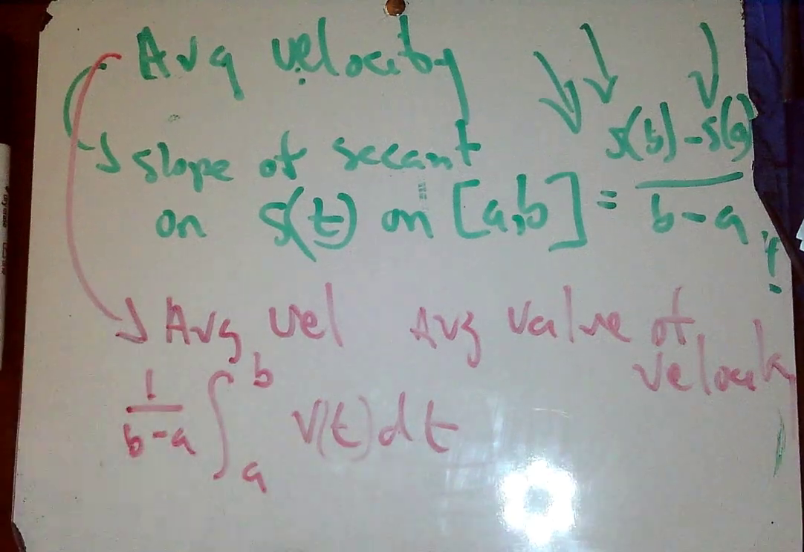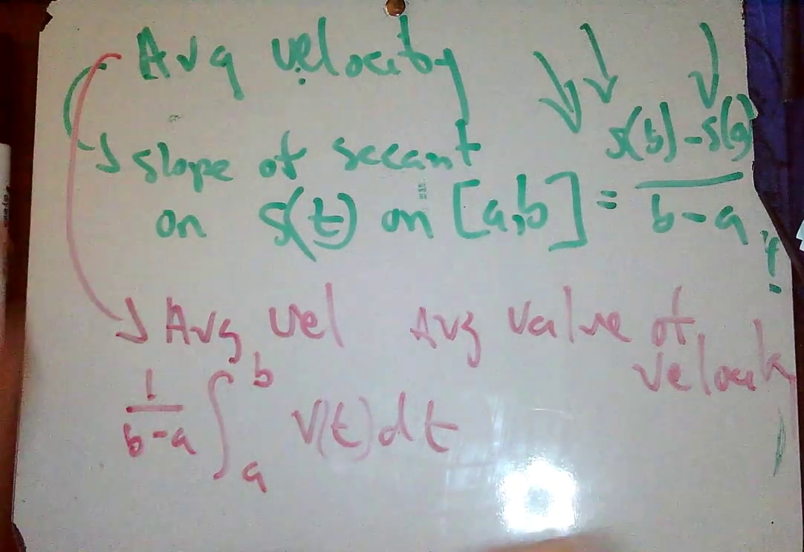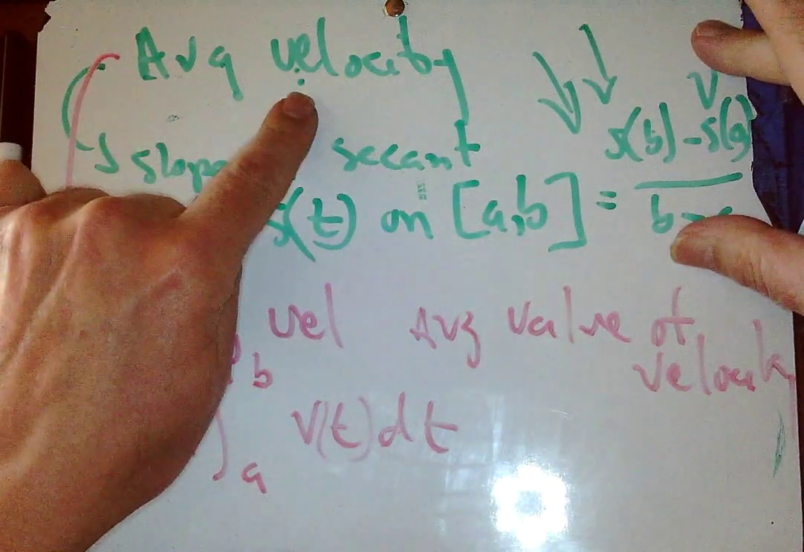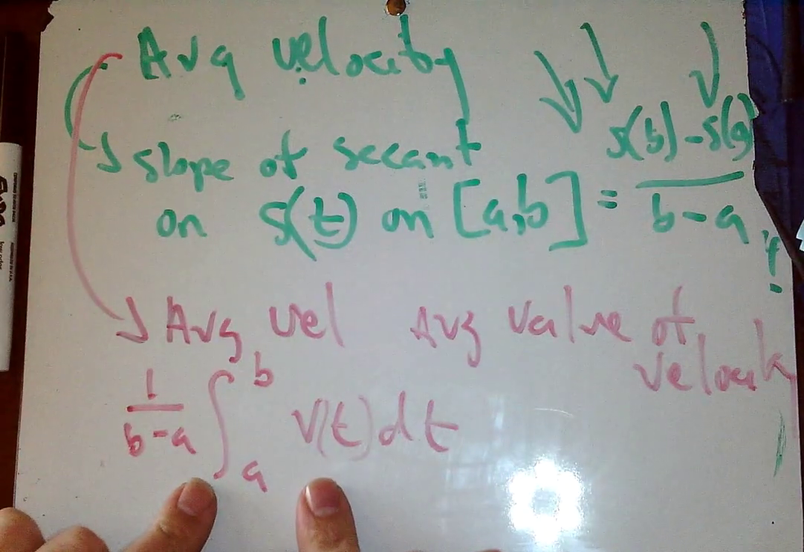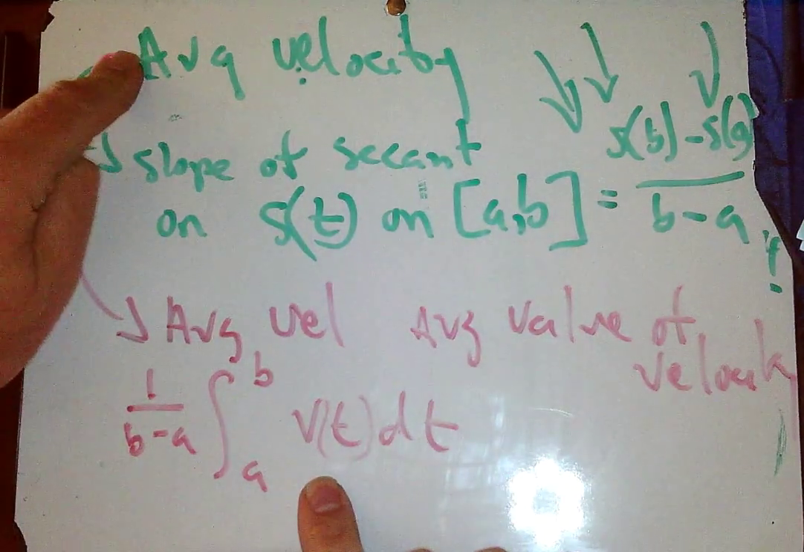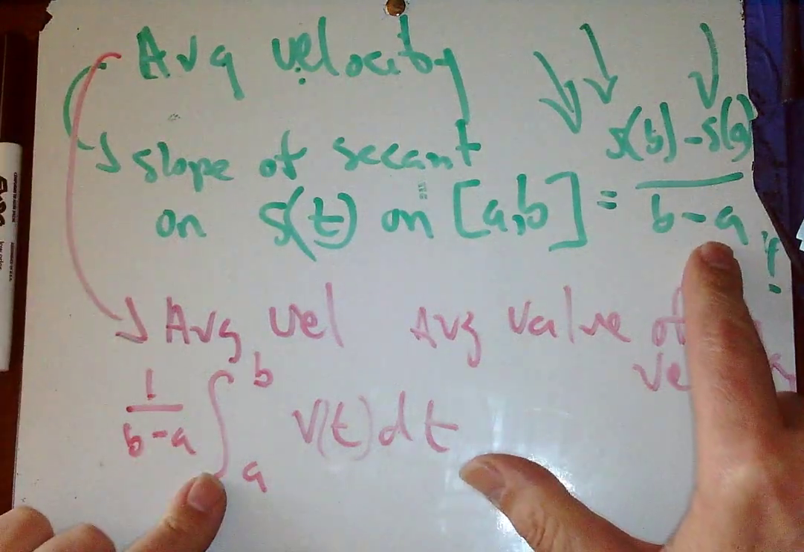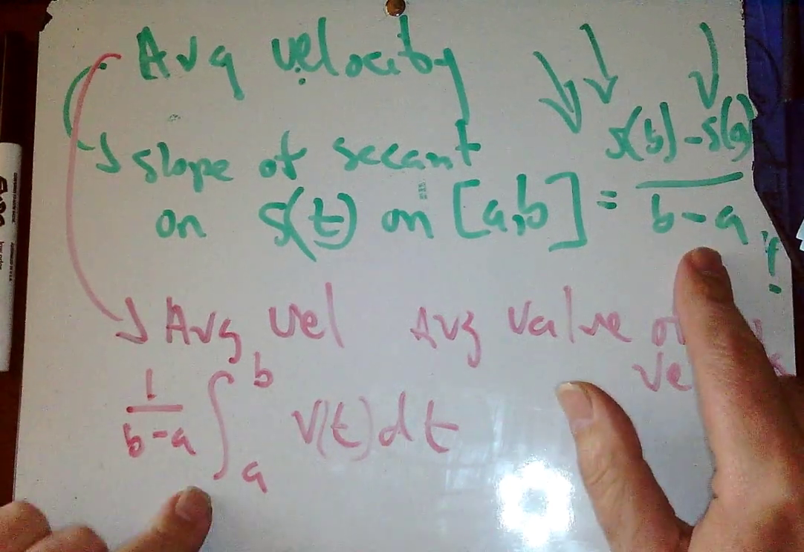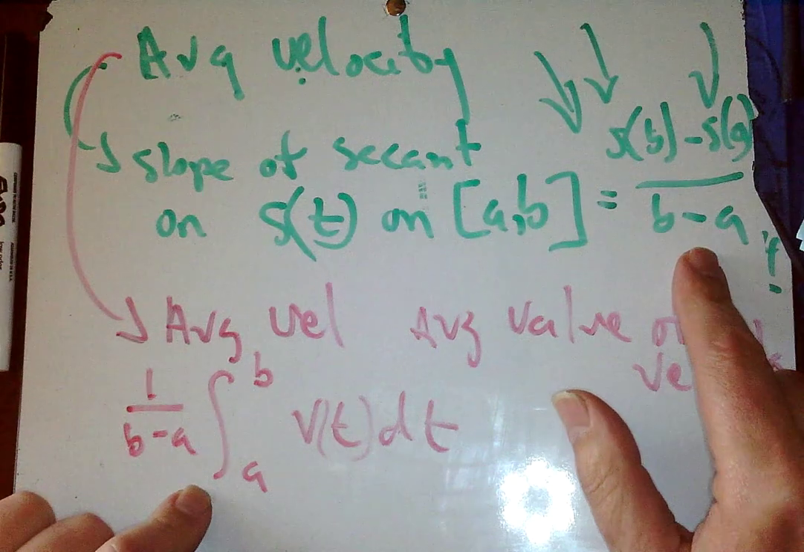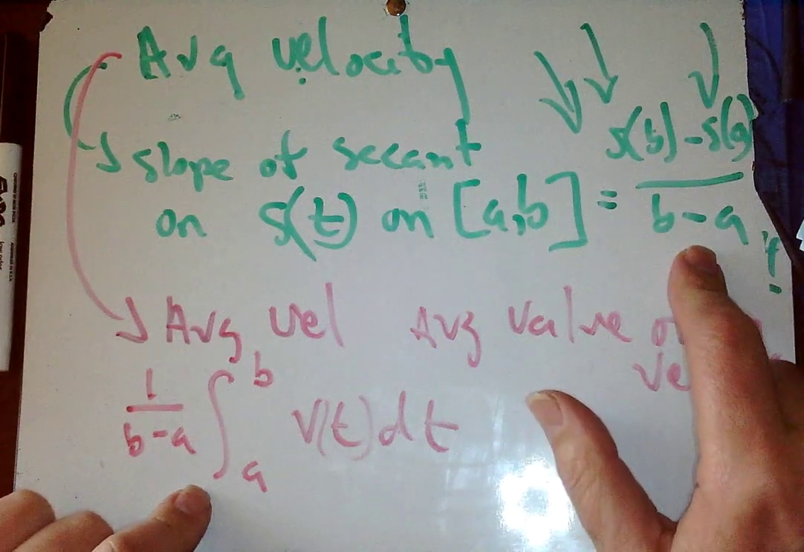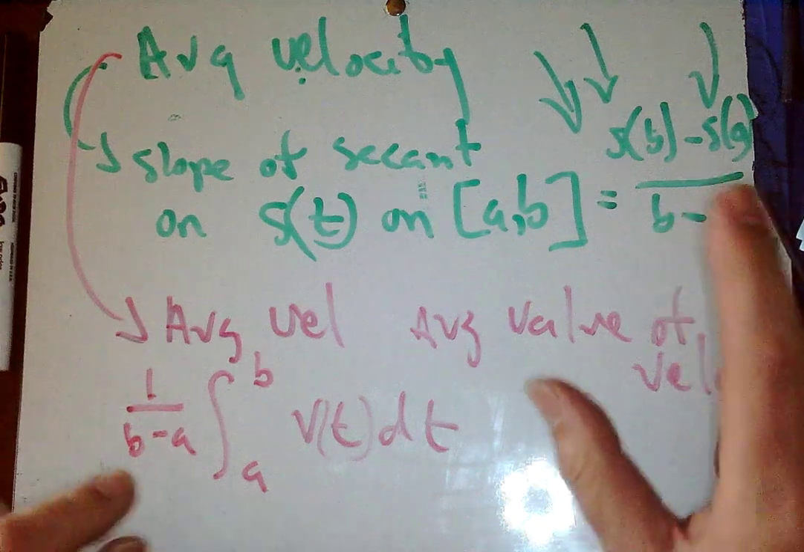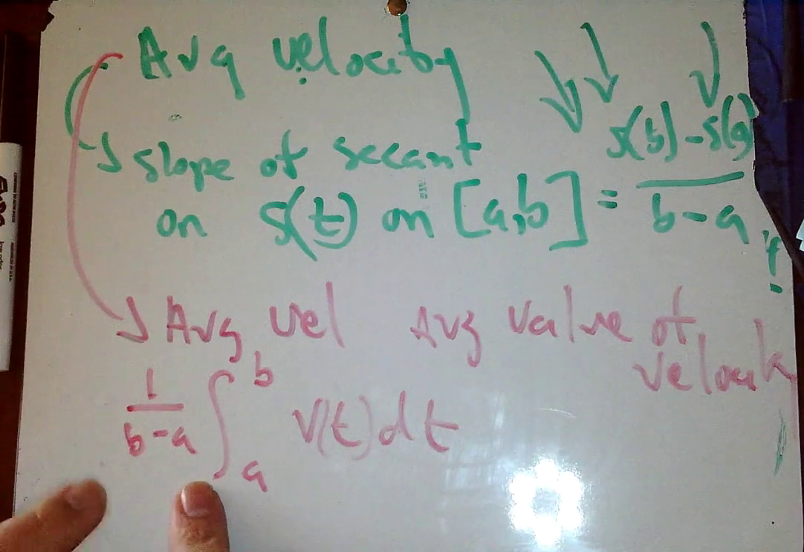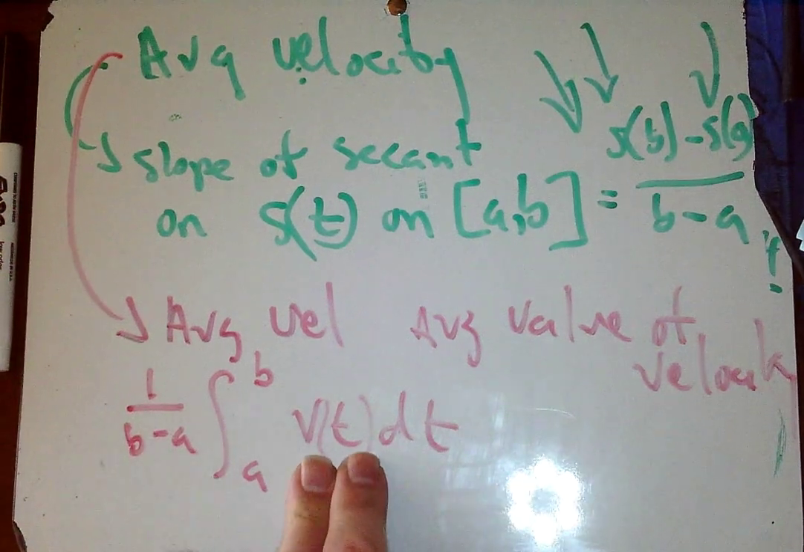And it's true, here comes the next big step, that this average rate of change gets me average velocity, and this average value gets me average velocity. Both of these expressions are equal to average velocity. You need to know both. Not just kind of maybe, but you need to know that this is average velocity, this is the slope of the secant, this is the average rate of change in position with respect to time, and this one, the average value of the given velocity function.